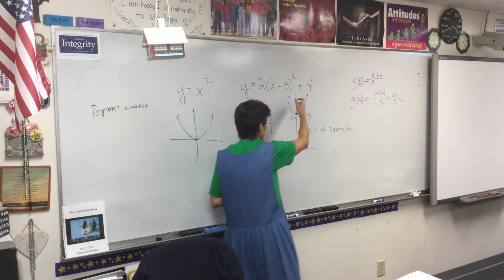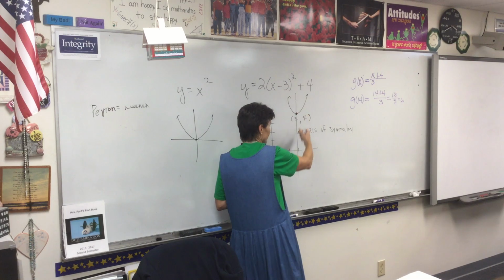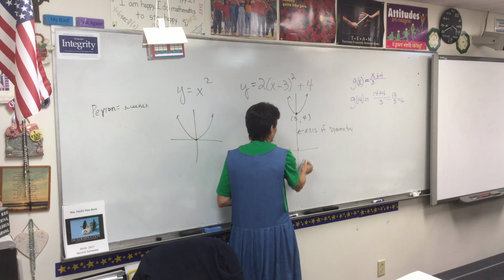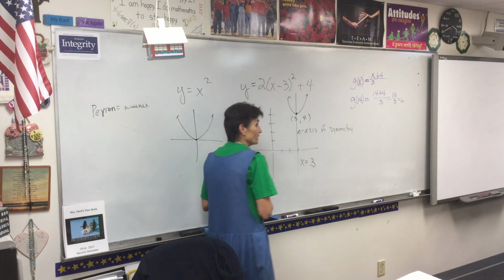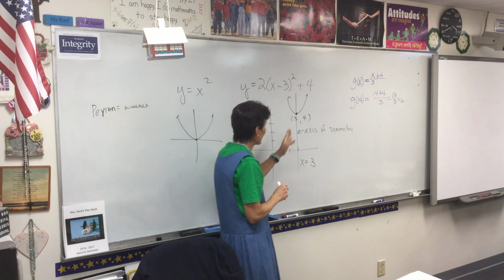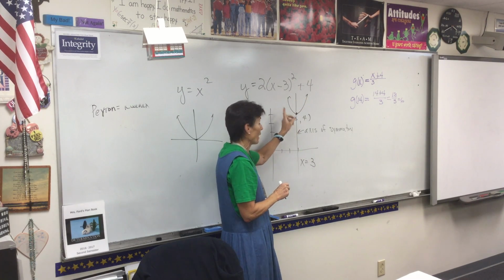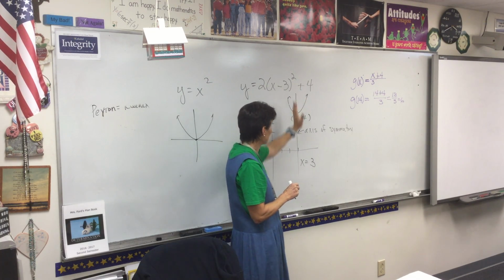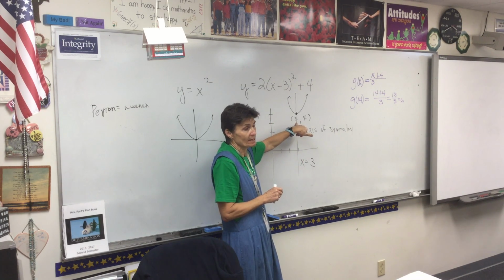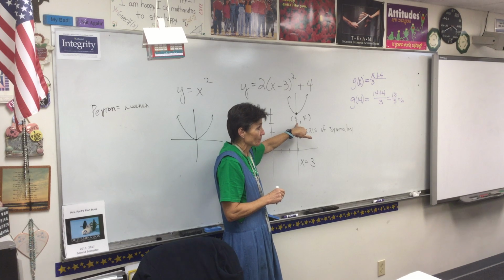What is the equation of that line? Can you tell me? Think about it. What is the equation of that line? X equals 3. Very, very good. The axis of symmetry, for a parabola opening up or down, is always going to be X equals whatever the X is in the vertex.